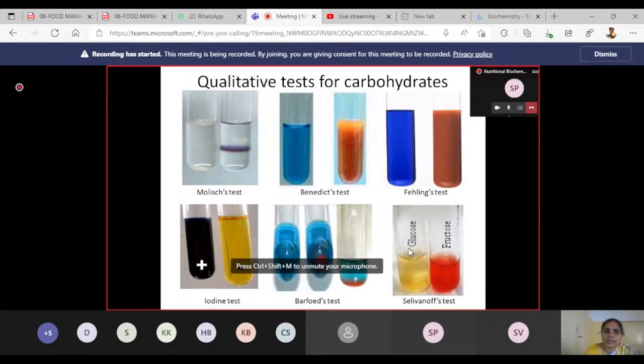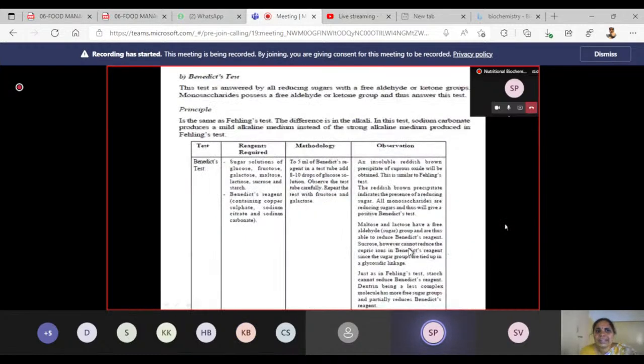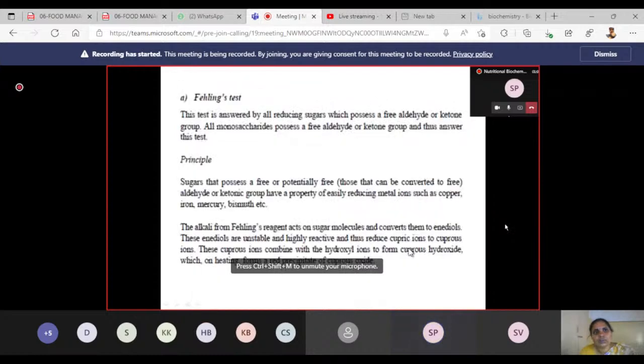Which will answer the iodine test? Only polysaccharide. Okay, so you can distinguish whether it's a polysaccharide or not. Okay, so then what are the other tests which you can do? Benedict's test.